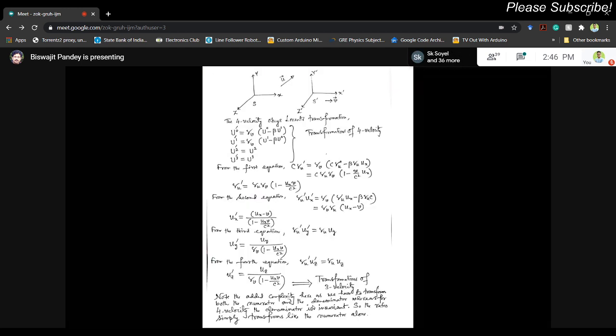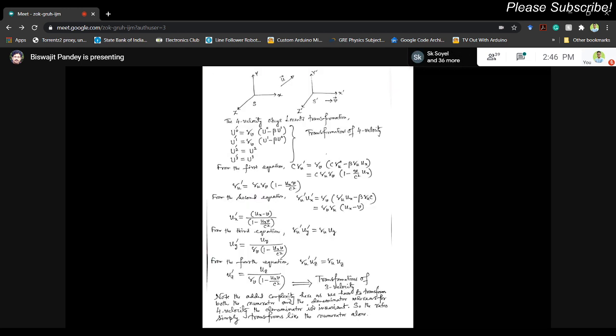Okay, so let me write down the transformation equation for 4 velocity. They are exactly similar. So consider the two frames S and S prime. S is a frame at rest, S prime is a frame which is moving with velocity v along the x-axis. And consider a particle which is moving with velocity u along some arbitrary direction. You want to measure the velocity of this particle from these two different inertial frames, and want to relate the measurement between the two frames.